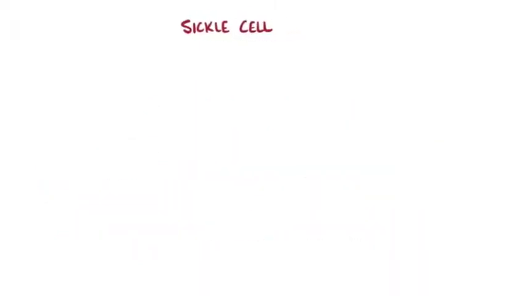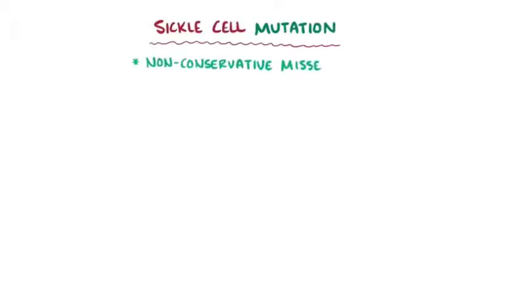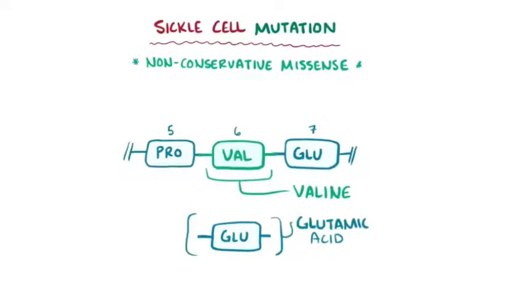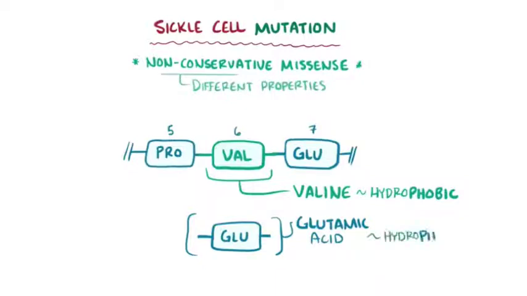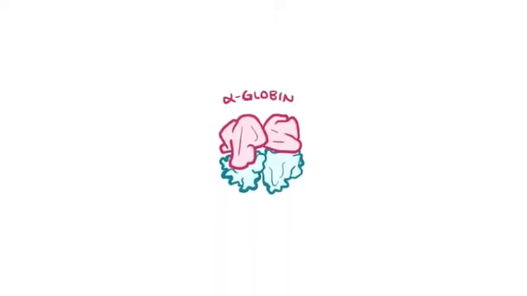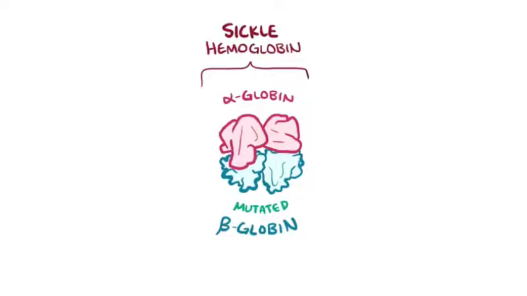Almost always, the sickle cell mutation is a non-conservative missense mutation that happens in the 6th amino acid of beta globin, being a valine instead of glutamic acid. A non-conservative substitution means that the new amino acid, valine, which is hydrophobic, has different properties than the one it replaced, glutamic acid, which is hydrophilic. A hemoglobin tetramer with 2 alpha globin and 2 mutated beta globin proteins is called sickle hemoglobin, or HbS.